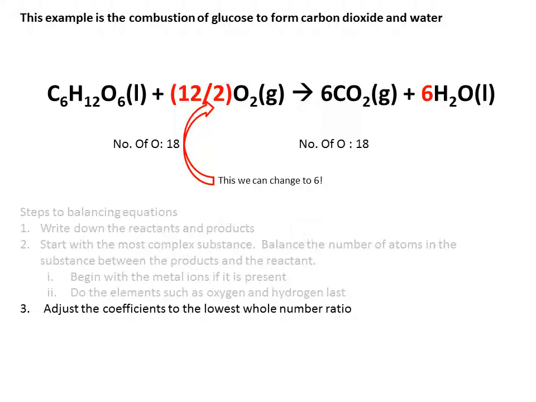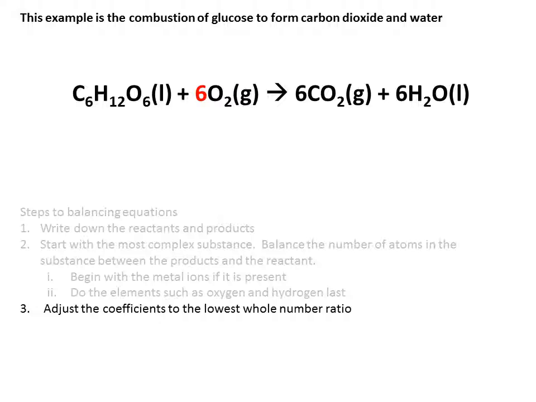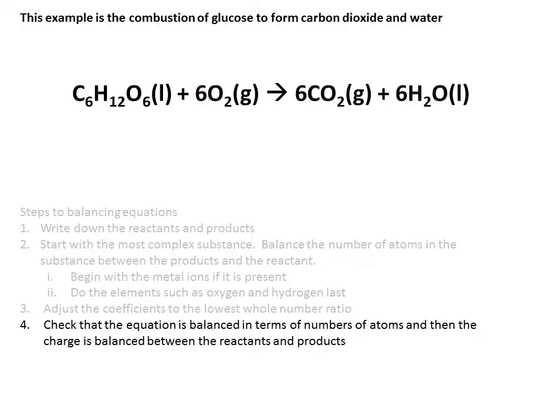And this is where we make sure that we adjust the coefficients to the lowest whole number ratio. So 12 divided by 2 equals 6. So we're all well and good. So this becomes our new equation here: glucose plus 6 equivalents of oxygen forms 6 equivalents of carbon dioxide and 6 equivalents of water.